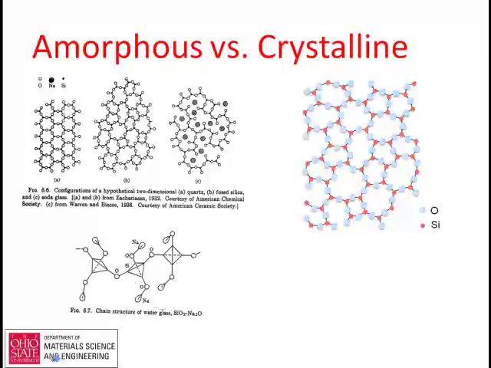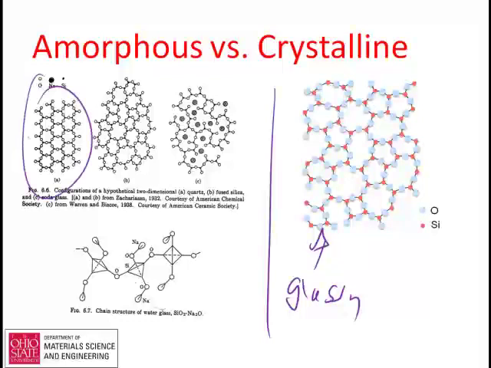this is complementing. So again, just to make the point one more time, this here would be a glassy or amorphous structure, and then this here would be a crystalline structure.